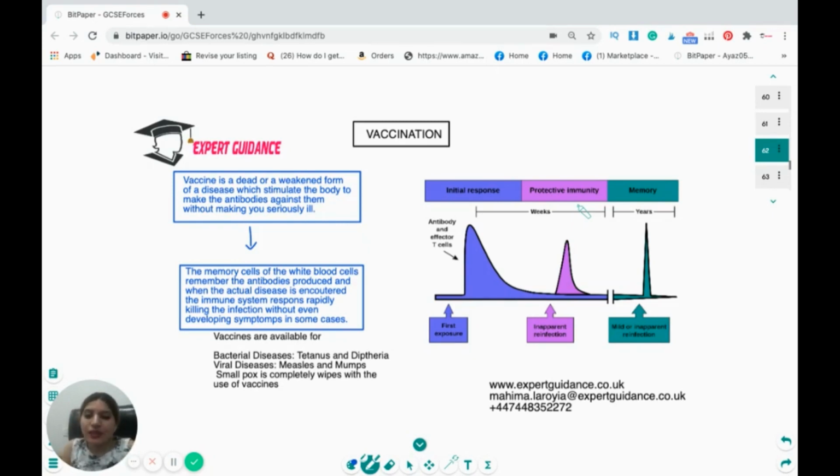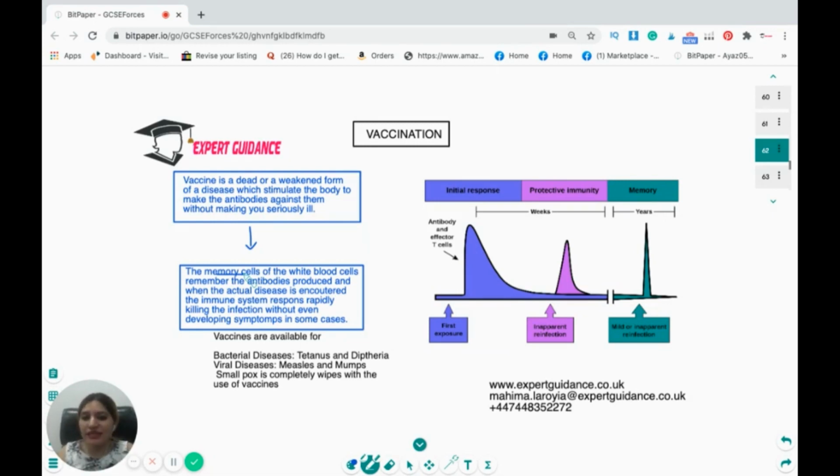Now, the best thing that our body does is it has the memory cells of the white blood cells. They remember what action they took for that particular pathogen. So if the person is exposed to the actual disease anytime during their lifetime, the memory cells will remember that and immediately take action against it and produce a heightened response, a high concentration of antibodies, and quickly wipe out the disease. At times you don't even feel the symptoms.